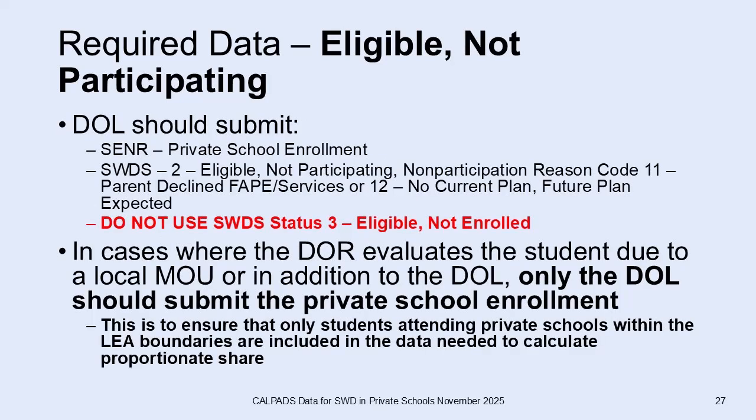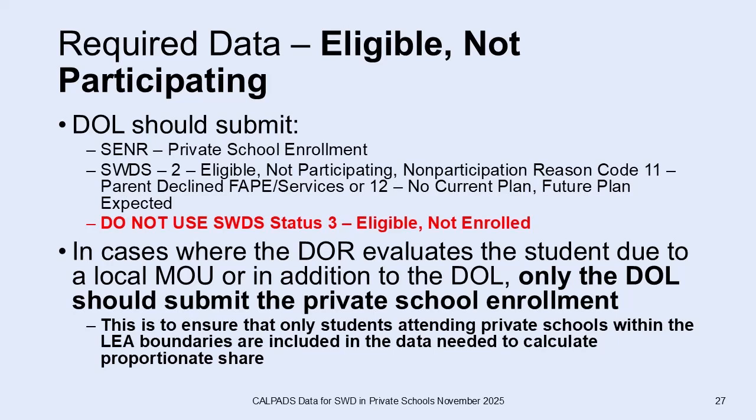All right, so what do you submit for students who are eligible but are not participating? Okay, again, the district of location should submit the private school enrollment, but in this case, the status is going to be eligible, not participating. So code 2, they're eligible, but they're not participating. The non-participation reason code would either be parent declined or 12, no current plan, future plan expected. So it's either one of those two things. If the parent declines or they won't be on an ISP for other reasons.